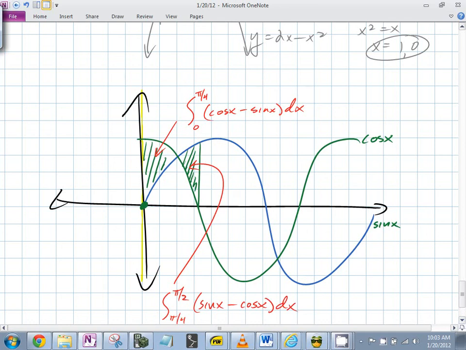A really easy way to get this one wrong is to do what? Not switch them, just integrate from 0 to pi over 2. Would that be correct? No, you'd probably get something close to 0, and then it would be really wrong. Does that make sense, everybody? So pay attention to which one is up and which one is down. That's about it on this one. It's a little nasty, but it's not impossible.